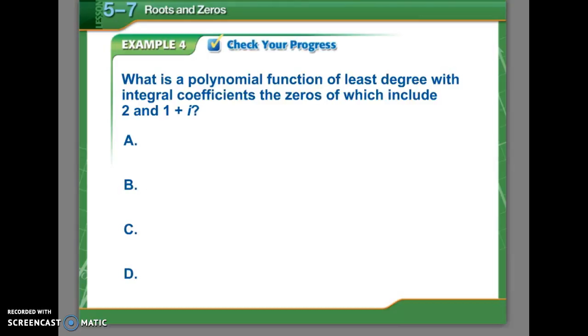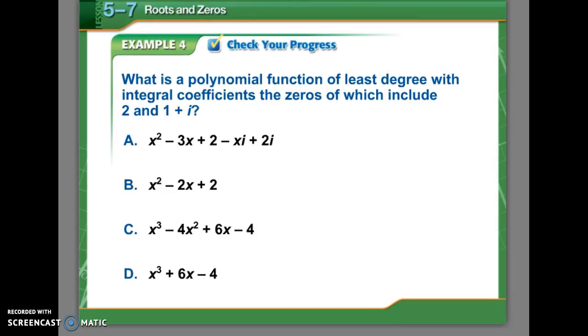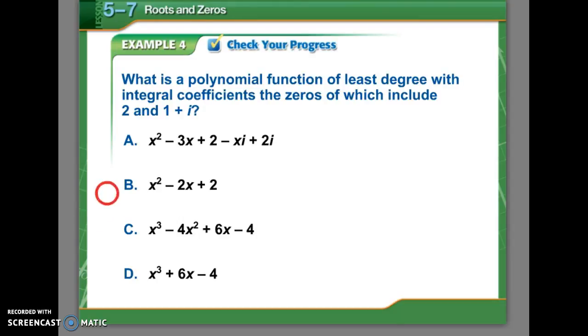All right, check your progress problem. You're going to look for a polynomial, and some of the zeros of this polynomial are 2 and 1 plus i. So pause the video as long as you need. When you have your answer, go on to the next slide. Okay, our answer for this one is choice C, x cubed minus 4x squared plus 6x minus 4. And that is the end of the Unit 2 Lesson 6 video.